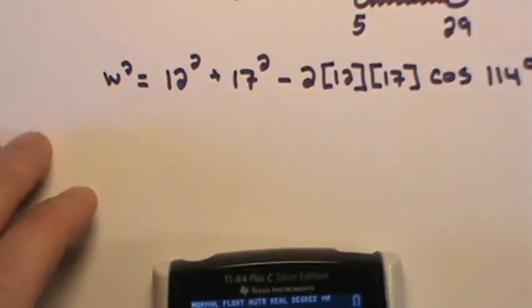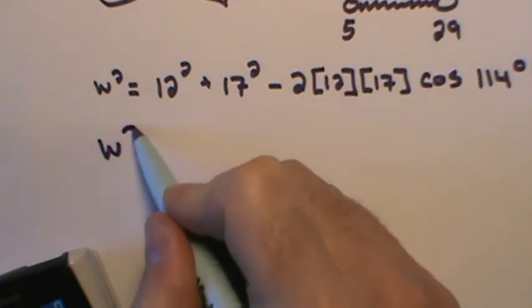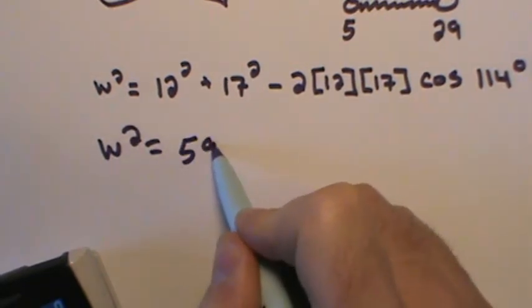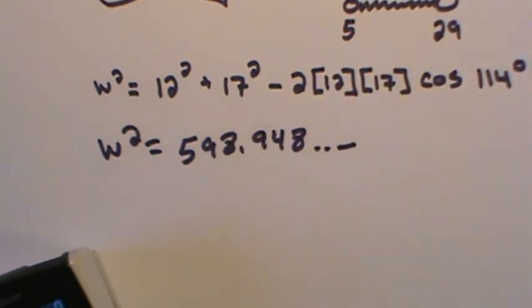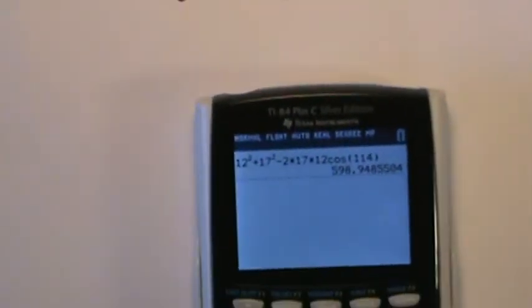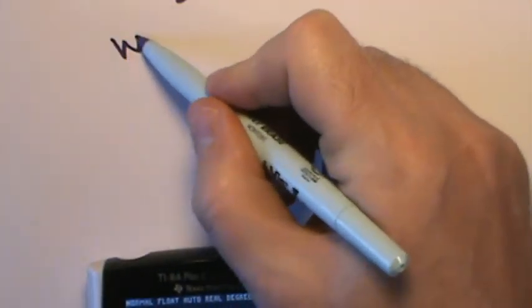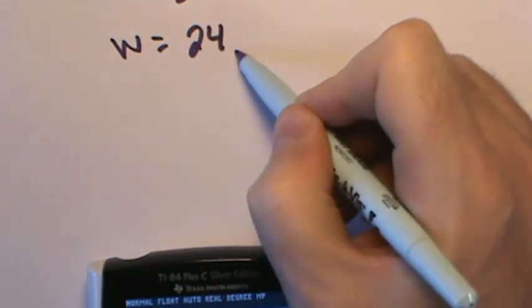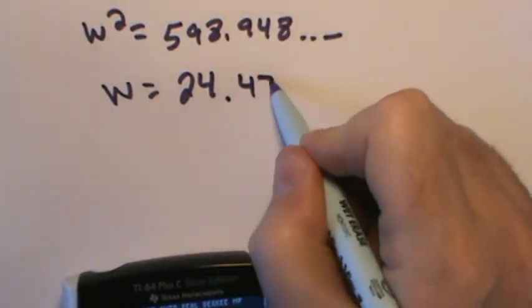I'm getting this answer of 598 and change. So w squared is 598 and change. I want to root that, so I have w, not w squared. So I'll do the square root of that answer. And I'm getting 24. W is equal to 24 point, we'll go 2 decimal places, 47.